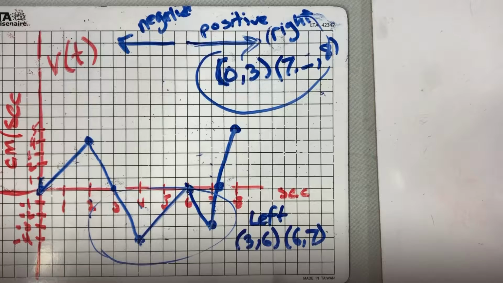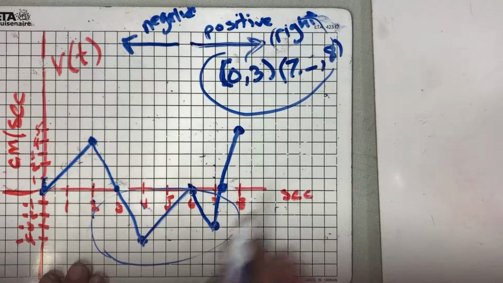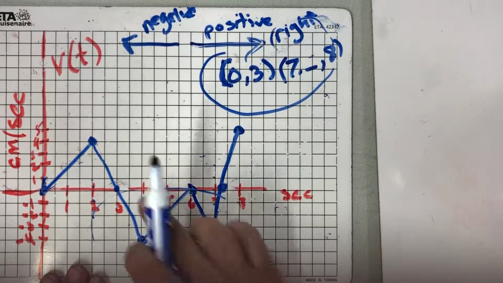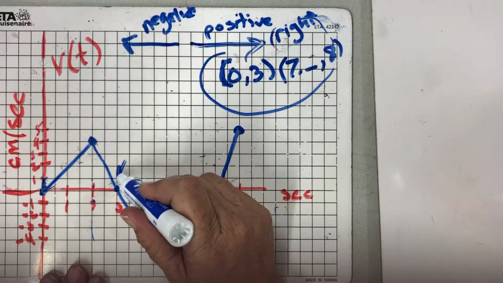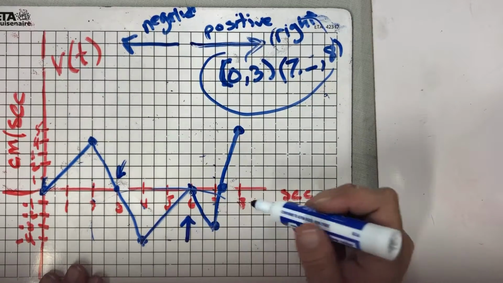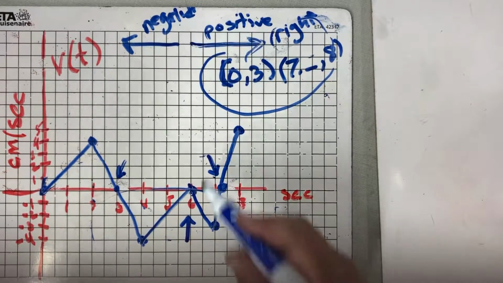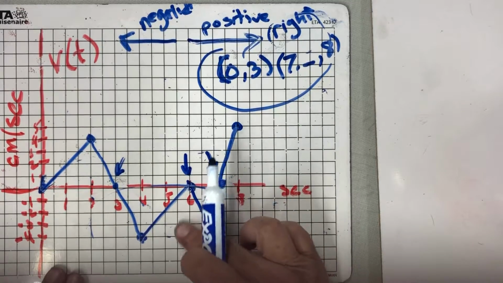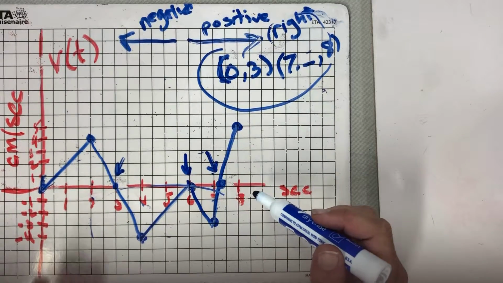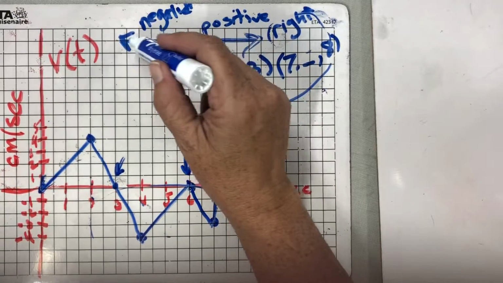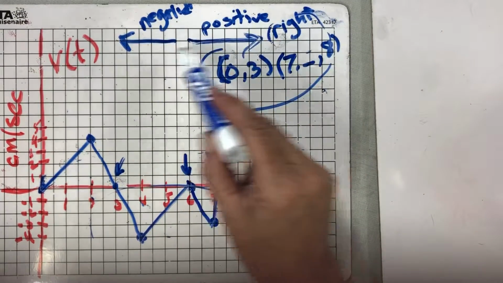So the next thing we're going to look at is the acceleration. Actually, let's take a second and say, when was the velocity 0? The velocity was 0 at 3 seconds, 6 seconds, and 7 point something seconds. So the question then becomes, when does the particle switch directions? Well, if you're going to change directions, then your velocity has to switch directions.